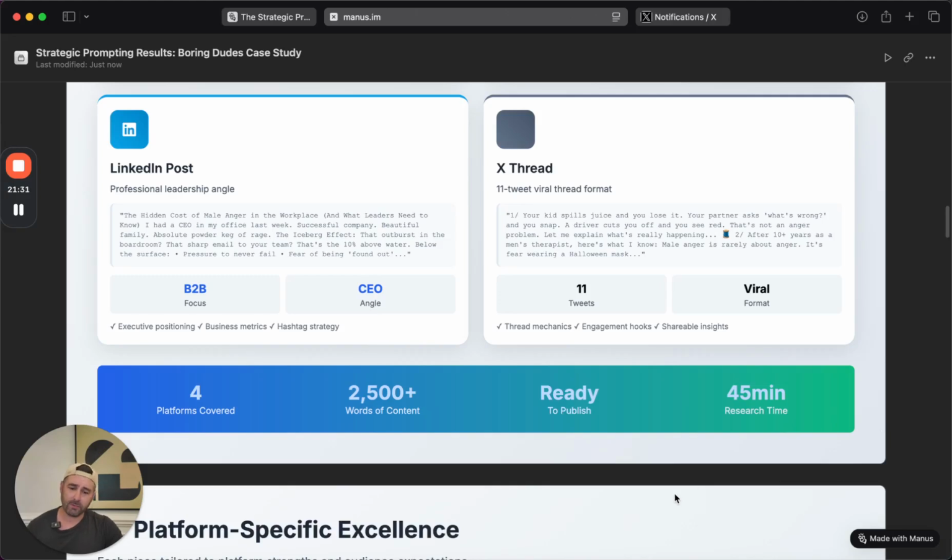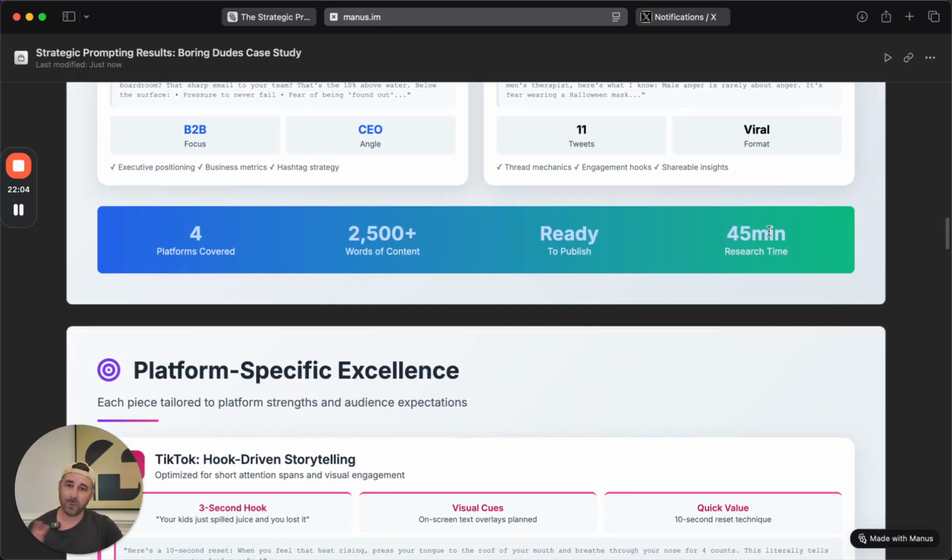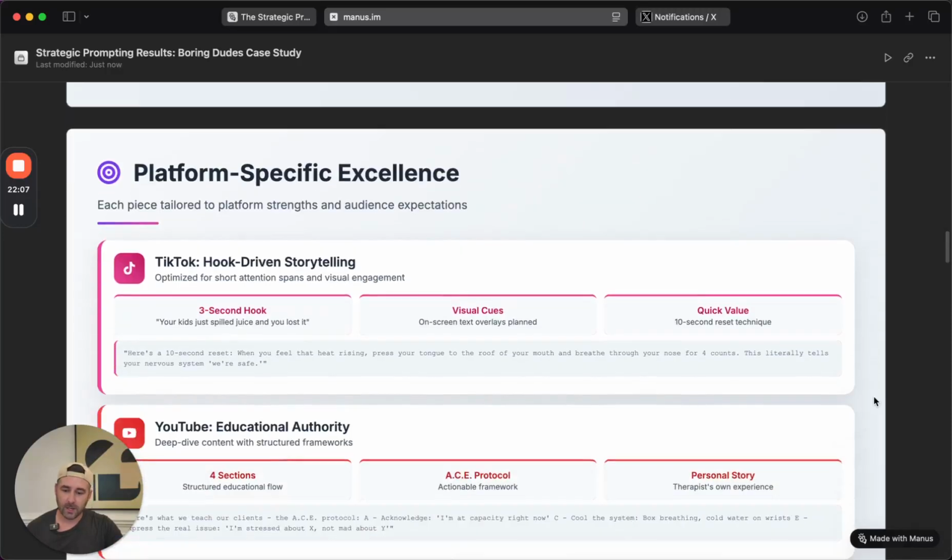So 4 platforms covered, 2,500 plus words of completely dialed content that is extremely good, in my opinion, better than what a human could make, because to gather all that mental context and opportunity and sit there and create all this, or just using isolated tools and strategies without that context and that research, it would be next to impossible to generate that stuff in any sort of efficient manner. So created all this within that 45-minute time block.